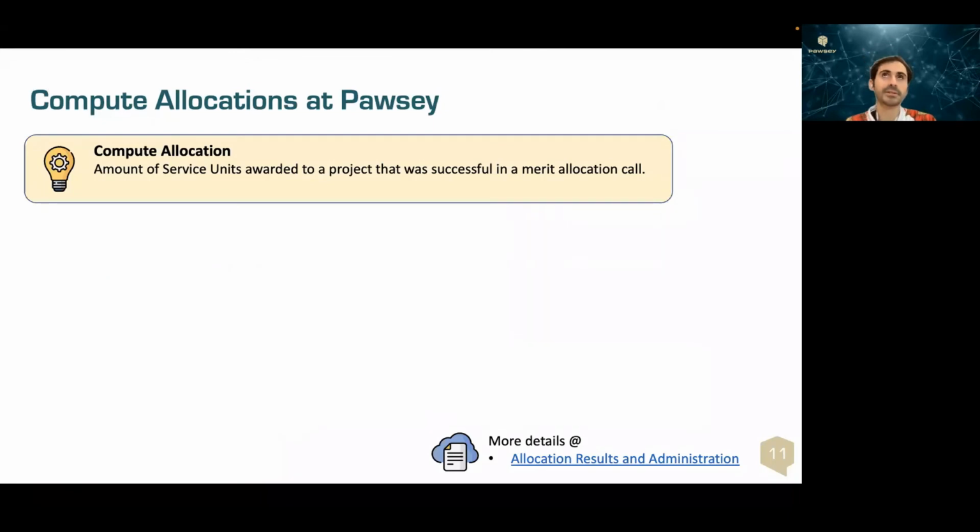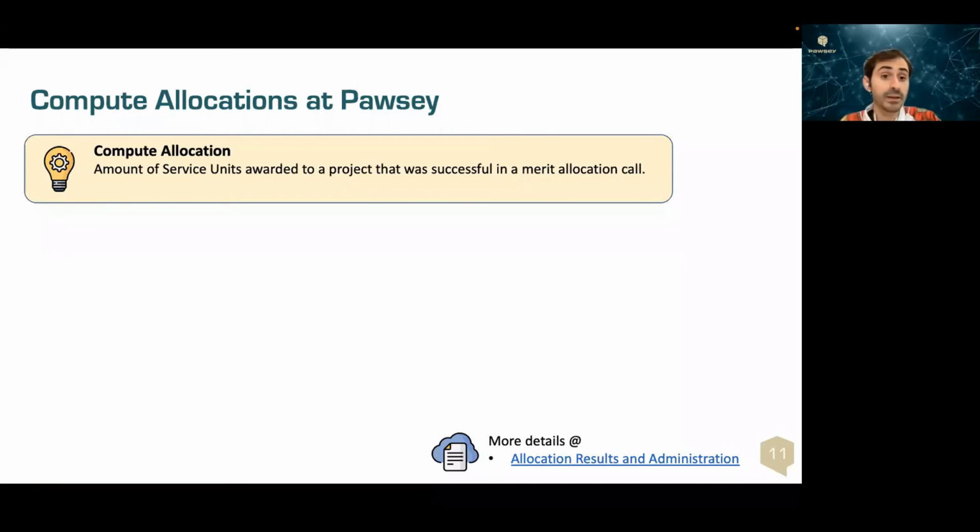So this was about accounting models: how Pawsey charges for usage of resources, and how you can estimate for that usage. With that information, we can now talk about compute allocation. We have a total amount of service units available over the year that are awarded on a merit basis to all researchers accessing Setonix.